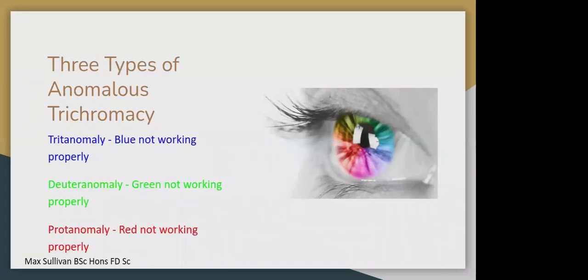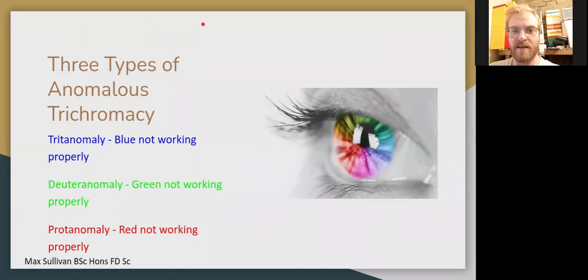There are three types of this anomalous trichromacy. You've got tritanomaly, which is where the blue cone isn't working sufficiently. You've got deuteranomaly, which I had to rehearse saying before we started, and that's where the green cone isn't working properly. And finally, protanomaly, where the red isn't working properly. So that's the first type of deficiency. Go on, Tom. Sorry.